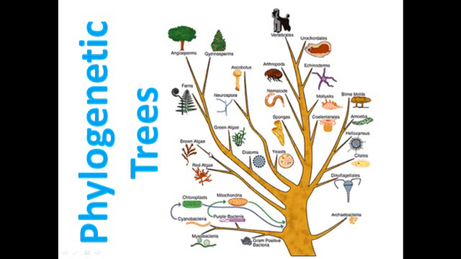So this is an example of a phylogenetic tree from a common ancestor. We've got different types of bacteria, fungus, the trees, the plants, and then the animals. Okay, so that's an example of a phylogenetic tree.